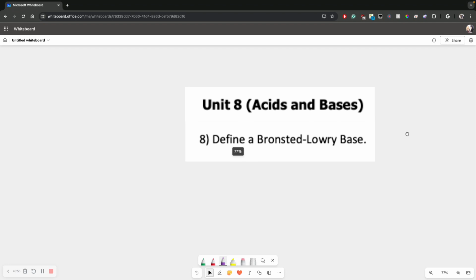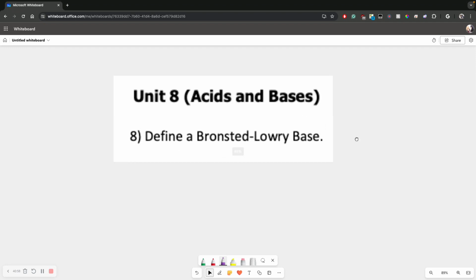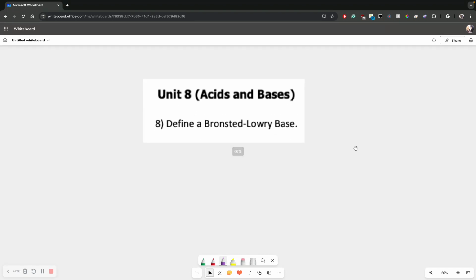Last but not least, we have Unit 8 for acids and bases. This is the last question we're going to go over. So we're going to define what a Bronsted-Lowry acid and base is. It doesn't say define the acid, but we're going to go ahead and define the base and acid anyways. So a Bronsted-Lowry acid is going to be the H plus donator. And the Bronsted-Lowry base is going to be the H plus receiver.